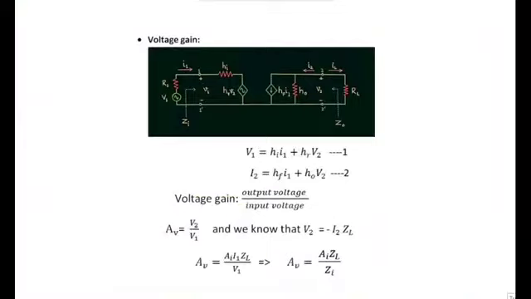We discussed current gain and input impedance. Now we are going to discuss voltage gain. We know that voltage gain is nothing but output voltage divided by input voltage. The ratio between output voltage and input voltage is called voltage gain.